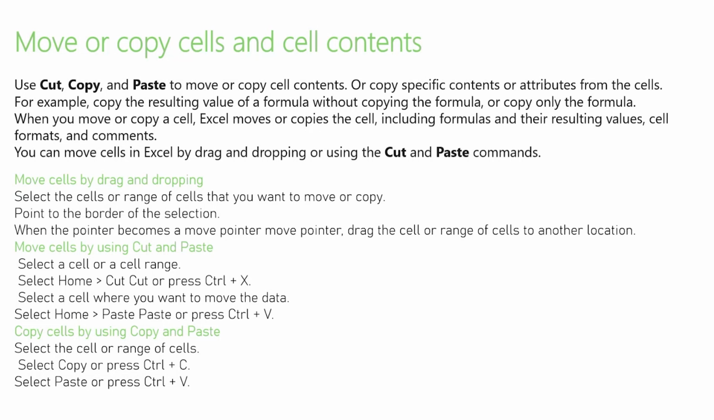You can select the cell or range of cells that you want to move or copy, point to the border of the selection, and when the pointer becomes a move pointer, which is the four arrows sign, not the normal pointer, you can drag the cell or range of cells to another location that you want. Also, you can move them by cut and paste or copy and paste. I will show you this really quickly.